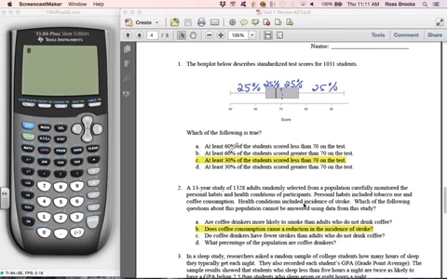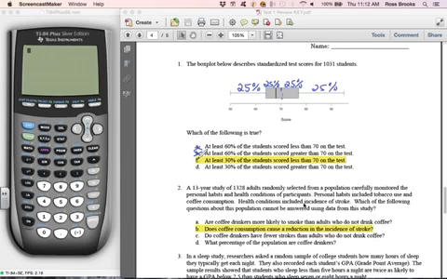B says at least 60% scored greater than 70. Well, there's no way that's true because I have 25% for sure up here, and I have some part of this 25%, but not enough to boost me up to 60. The correct answer here is choice C. At least 30% scored less than 70. Well, less than 70, I know I have at least 50% with these two together, so 30% is definitely there.